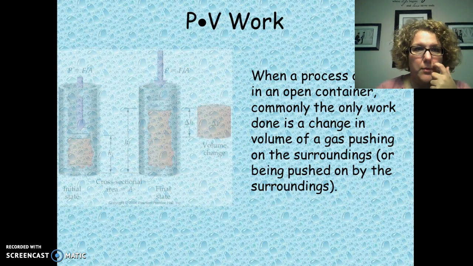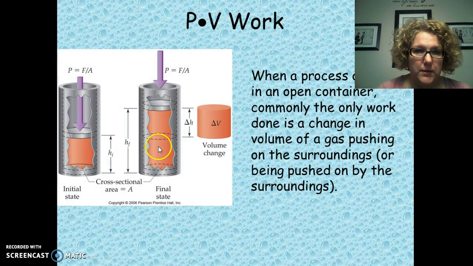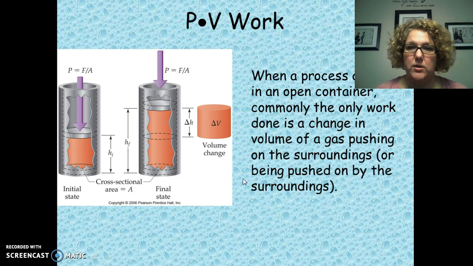All right, so pressure volume work again. Here's another piston. This is all fancy, but it's just showing the change in volume. We would take that times the negative value of the pressure. So when a process occurs in an open container, commonly the only work done is the change in volume of the gas pushing on the surroundings, or being pushed on by the surroundings if work is being done on the system. So you'll have some piston problems with this stuff again.